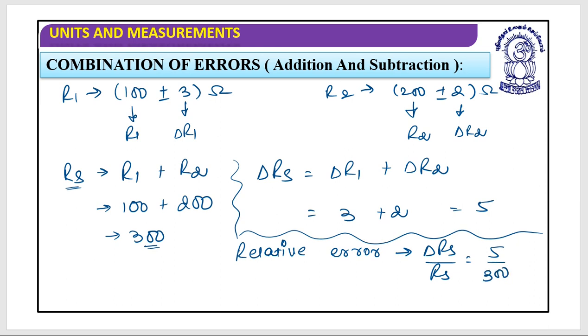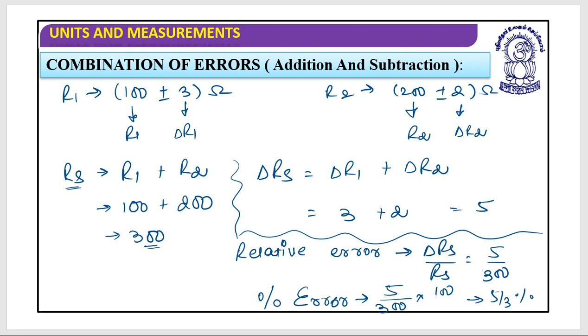Now do one thing from your side. If they ask for percentage error, what would it be? Yes, you guessed it correctly. It's 5 by 300 multiplied by 100, which is 5 by 3 percent, approximately 1.66. So can you do this?